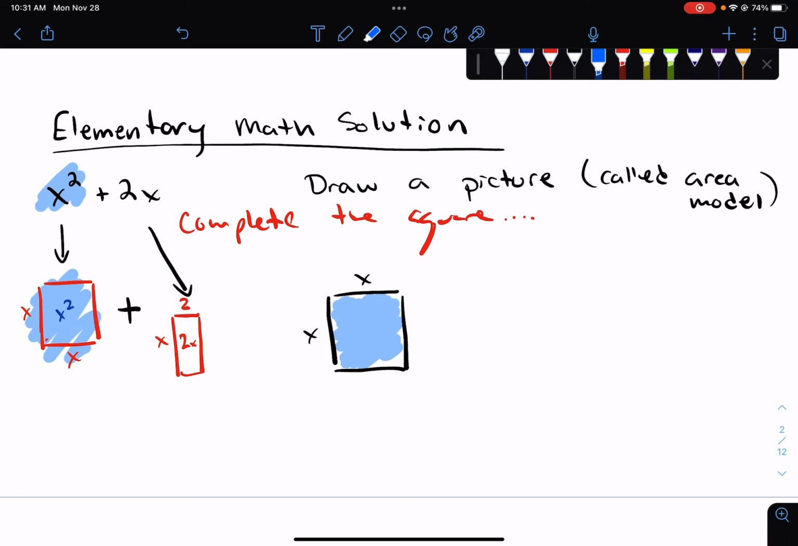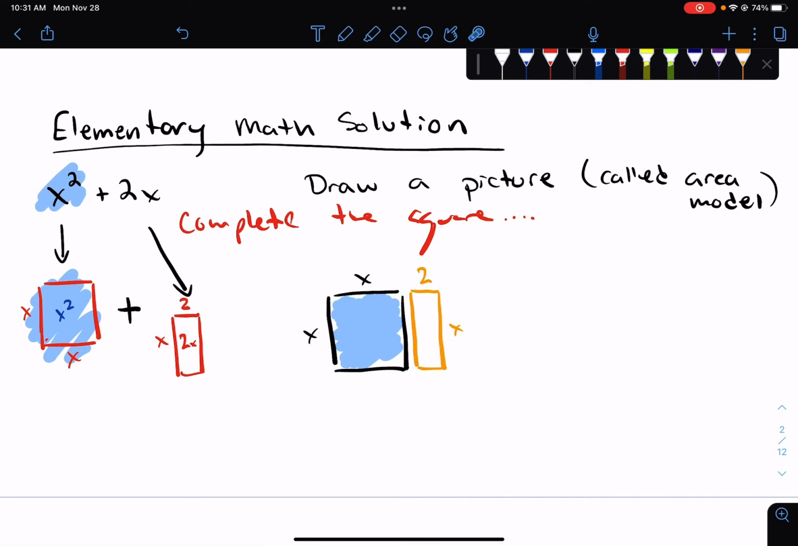And so the way that I'm going to add my rectangle is if I look at my rectangle, it's 2 wide and it's x tall. If I just take that rectangle and put it over here on the side, I can do that because it's x tall. It's the same height as this square, right? They're all the same heights. But it's 2 wide.